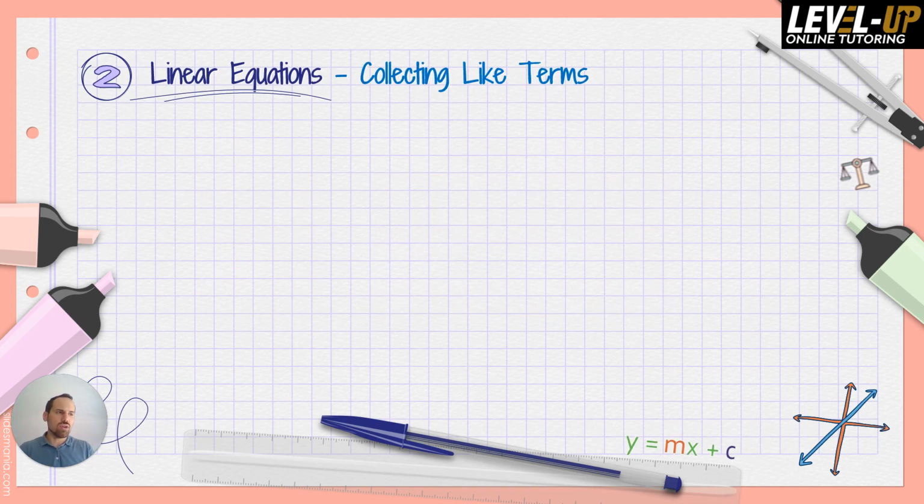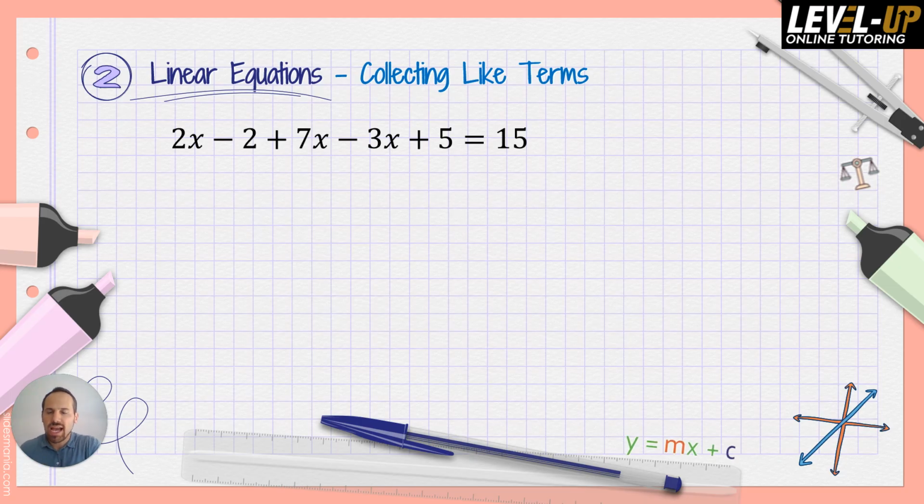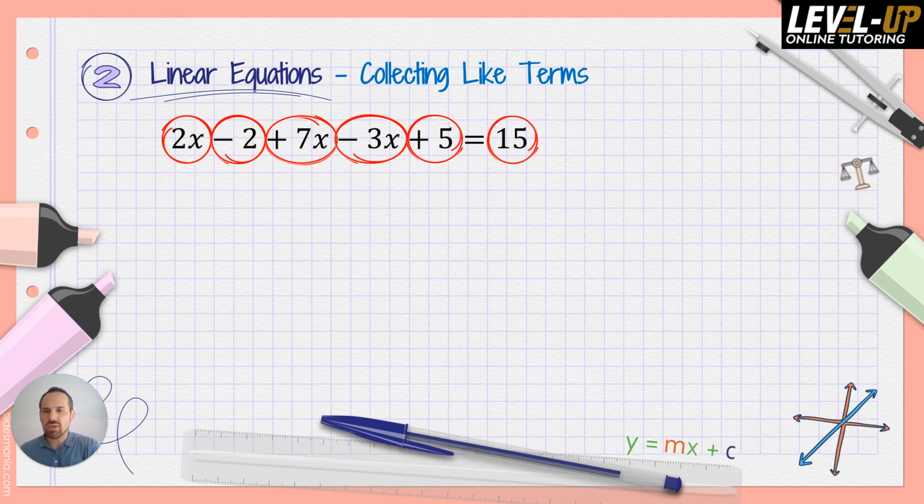So now we need to learn some more general techniques that will help us in solving equations, one of them being collecting like terms. So when you've got something like this, a term of an equation is these. So it's a number with a sign in front of it, and perhaps our unknown. So you've got things like 2x, you've got -2, you've got plus 7x, and so on.